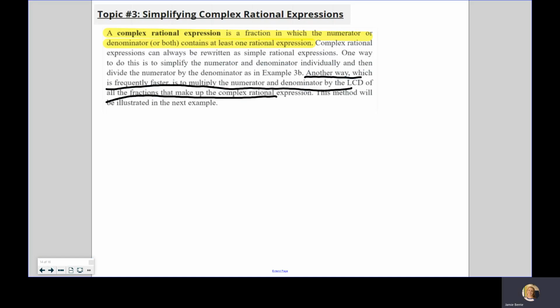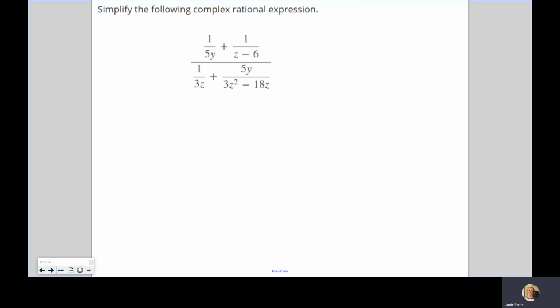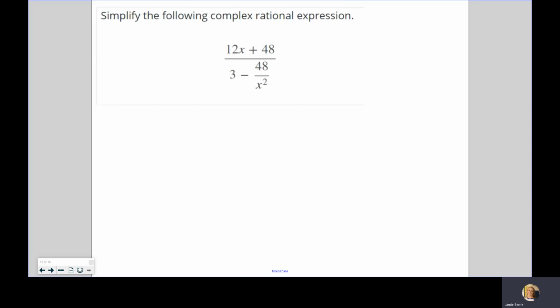So let's do an example of this. Again, what we're going to do here is multiply the top and the bottom by the least common denominator, the LCD, of all of the fractions that are in the complex rational expression. We're going to start off with an easy example, then we'll do a harder one. Let's look at the first one. Here we just have a fraction in the bottom. You have 12x plus 48 divided by 3 minus 48 over x squared.